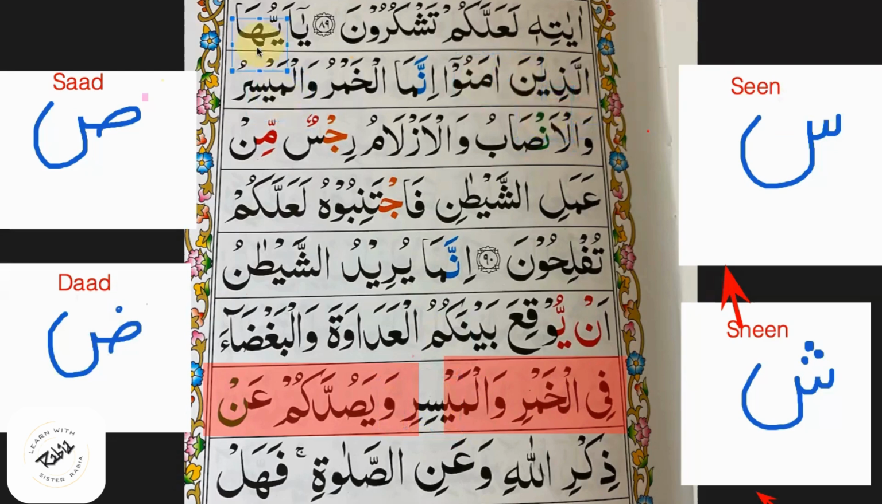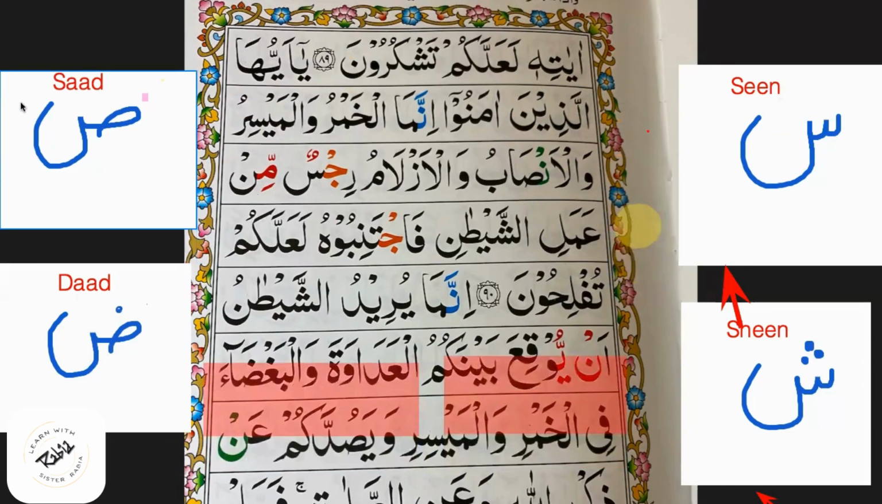So if I show you a couple of seen, seen. Then how about here, seen. Where are the sheens? Sheen sitting right here. Sheen. Sheen again. This word is shaitan. This is shaitan written right here. Sod, sod, and dod. And this is letter ra, letter ra.